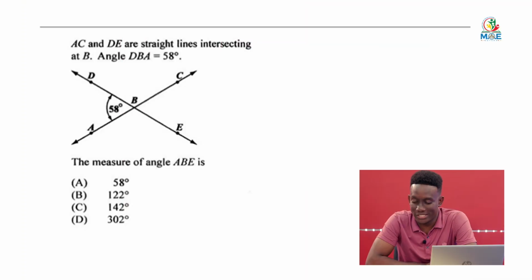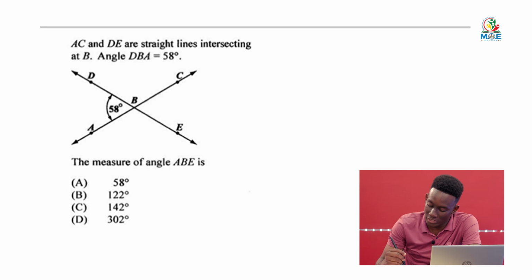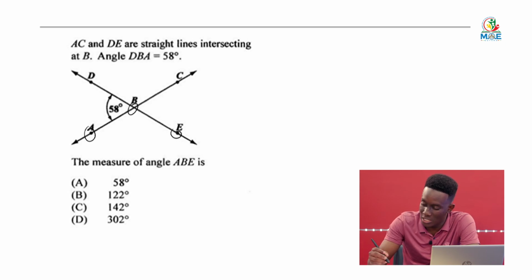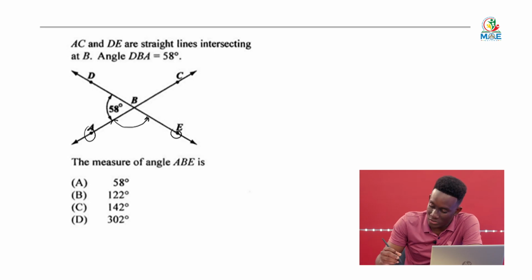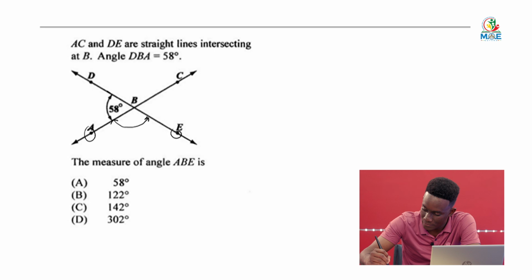So this question says, AC and DE are straight lines intersecting at B. Angle DAB is 58 degrees. The measure of angle ABE is, so first of all, which one is angle ABE? So ABE would be this angle here. So they want the measure of that angle. So first of all, we see a straight line is formed right here.